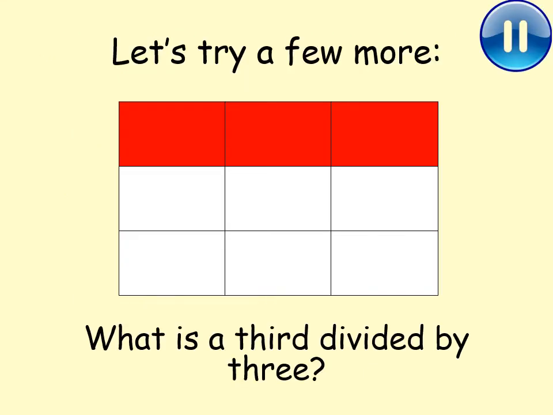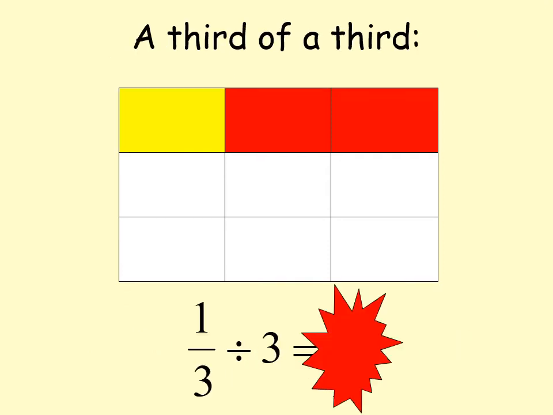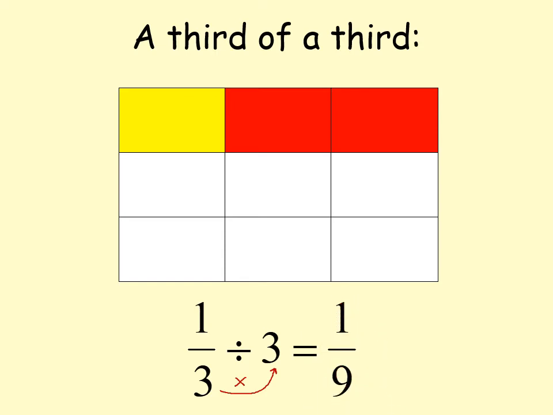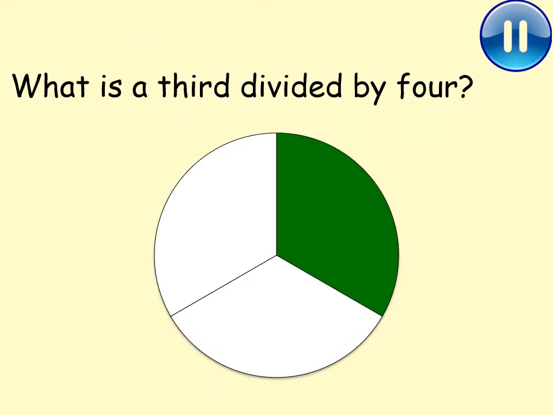Right, let's try a few more then. What's 1/3 divided by 3? Have a think about that one now. Okay, so if we've got 1/3 divided by 3, and we use that method of multiplying, we'd have 3 multiplied by 3 instead, wouldn't we? So what would we have? That's right, we'd have a 9th. 3 3s are 9.